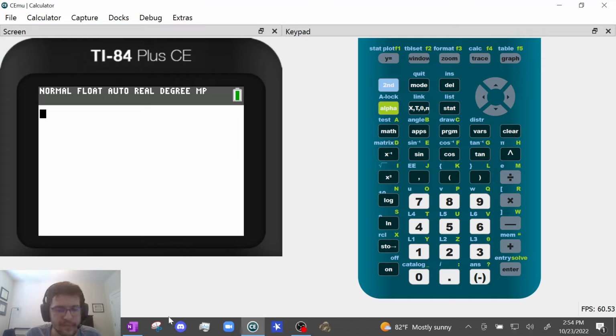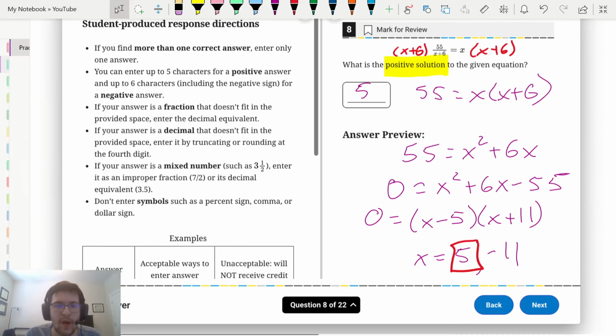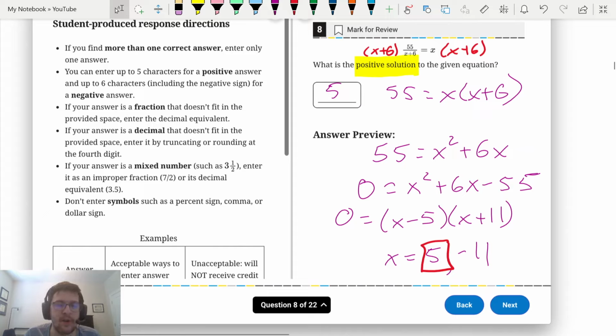If you didn't know, I didn't know this originally. There's no calculator section anymore on the digital SAT, so you're allowed to use a calculator the entire time. So I encourage you to learn as much about your graphing calculator of choice as you can, because you're going to be surprised. There's a lot of questions that can be solved just by using the graphing calculator. All right, let's keep going.